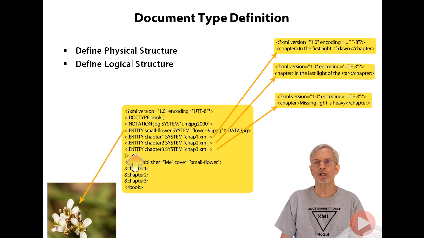An entity declaration associates a symbol with an identifier for some resource. And that resource might just be some simple replacement text, it might be some XML, it might even be an image that's going to be used in that document. So the physical structure uses the entity declarations to tie together all the pieces of the XML document.